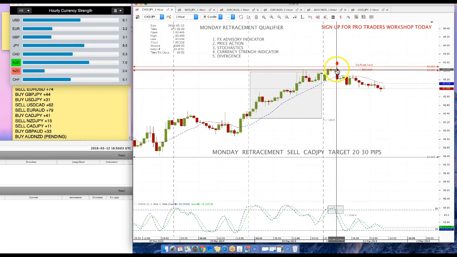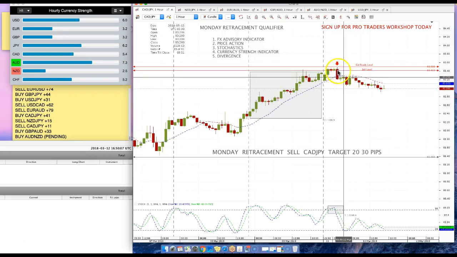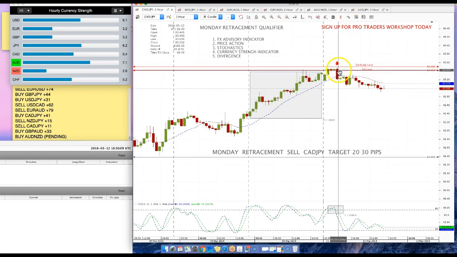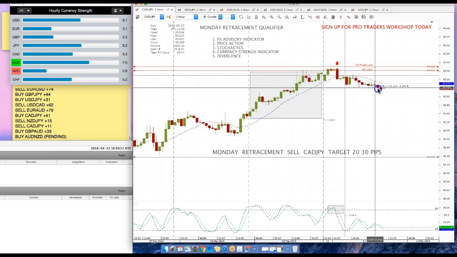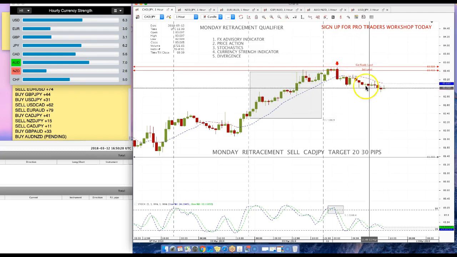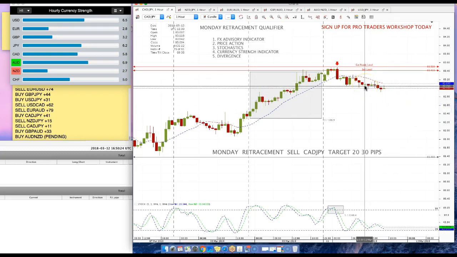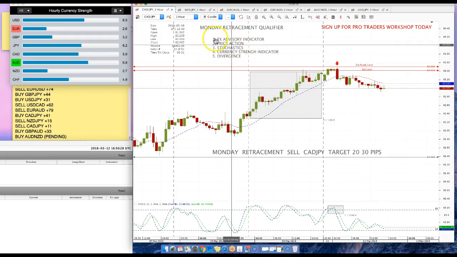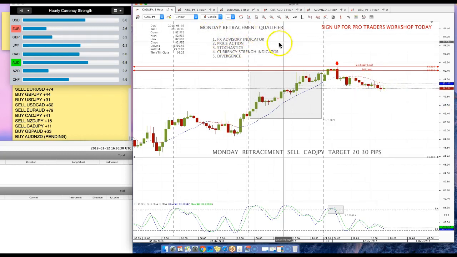I got in late. I wanted to have more confirmation, so I waited for this bearish engulfing candle to appear, took my trade on the retracement, and was able to capture 11 pips on this trade, even though I could have stayed in a lot longer. But I had too many positions open, and CAD yen had to be one of the first to exit. Very simple. Monday retracement qualifier.